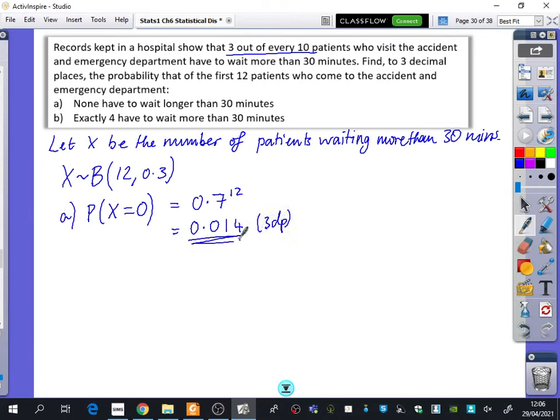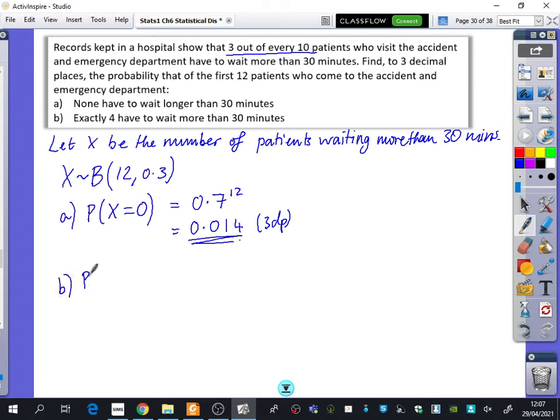So this is kind of useful, right? If you were managing a hospital and you know that this is the proportion of things that are happening, if you had a day when 12 patients came in and none of them had to wait that long, that's pretty rare for it to happen. Maybe we're starting to improve how well we're keeping patients in our hospital.